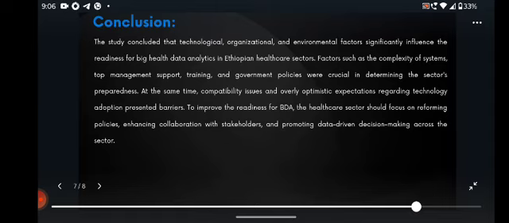To improve the readiness of BDA, the healthcare sector should focus on reforming policies, enhancing collaboration with stakeholders, and promoting data driven decision making across the sector.